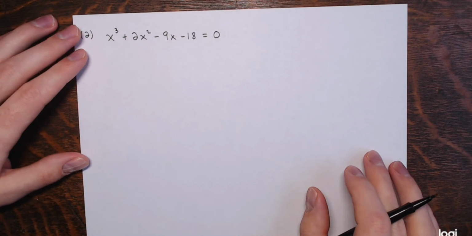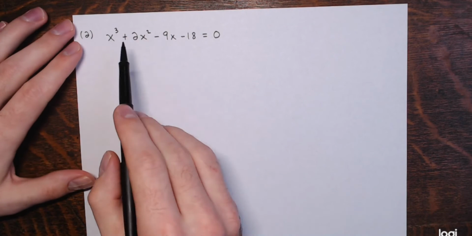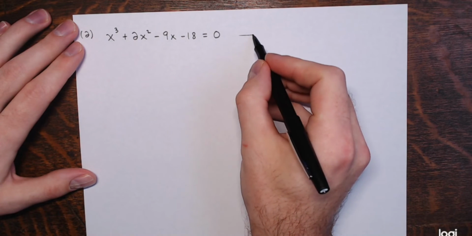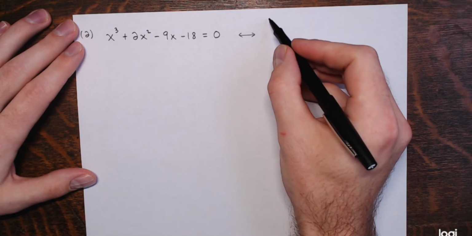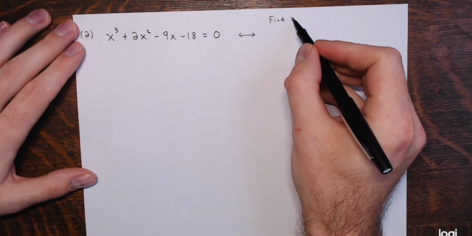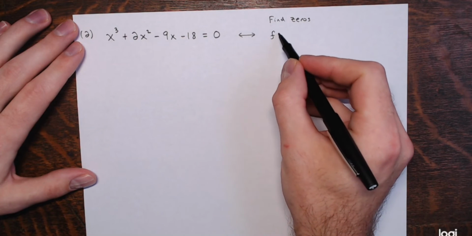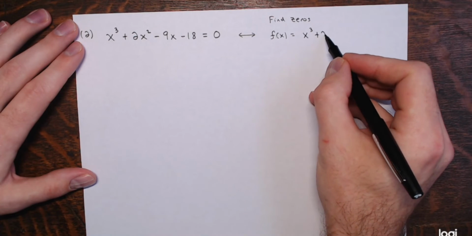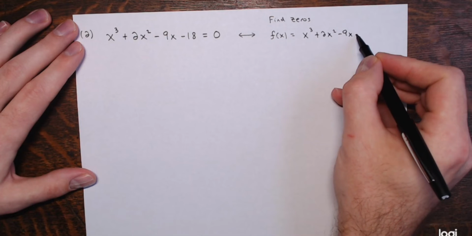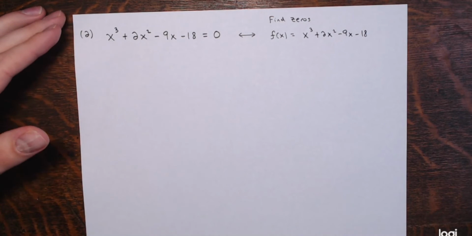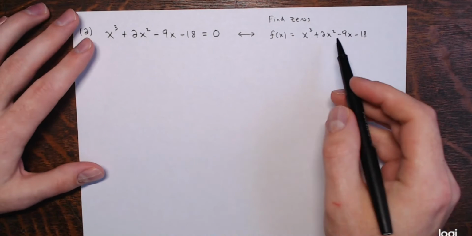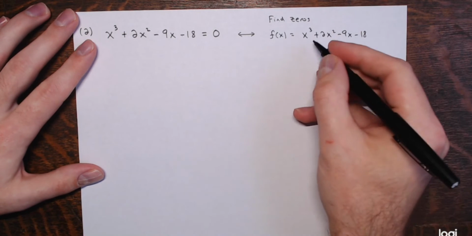All right, so again, another equation. Now we're asked to solve this equation here. We have x cubed plus 2x squared minus 9x minus 18 equals 0. Again, solving this equation means the same thing as finding the zeros of this polynomial, f of x equals x cubed plus 2x squared minus 9x minus 18. Now, this is one of those nice ones where I can actually see how to factor this polynomial without using the rational zero theorem. You can factor this by grouping.